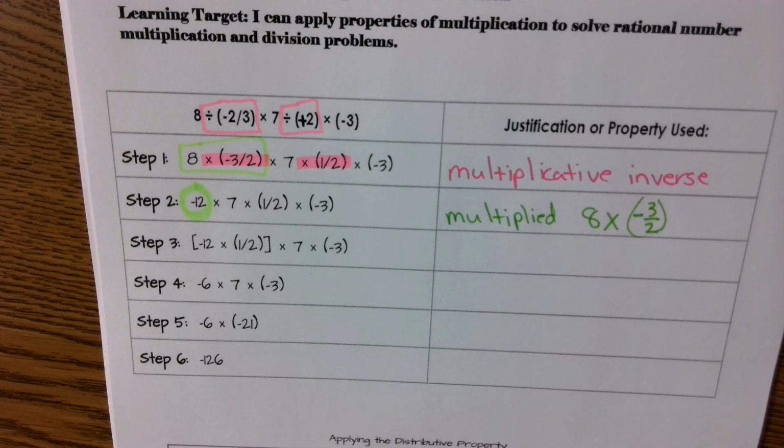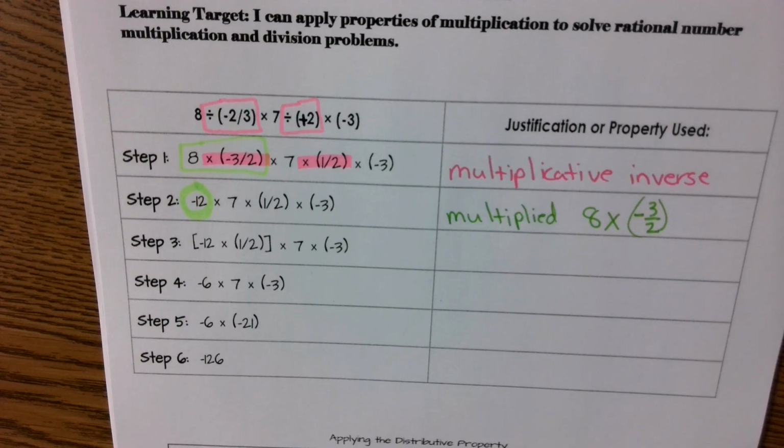Okay, so what I want you guys to do right now is go through each of the steps, identify where the change is, and either what property was used or justifying what they did. You're going to do that independently first, and then I'll let you guys talk together.